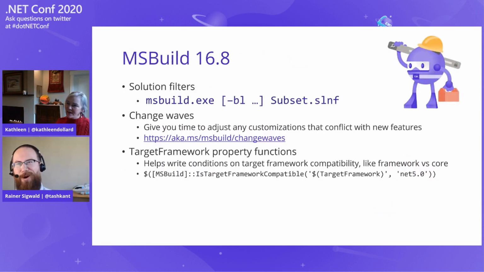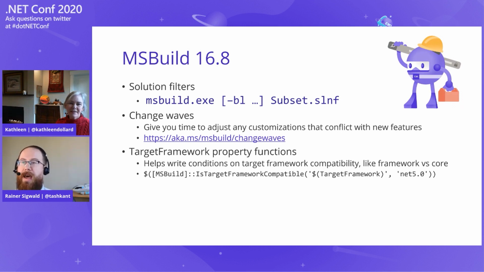I'm ready, always. Right. So MS Build 16.8 is the version that's shipping with .NET Core or .NET 5.0, and it's also shipping with Visual Studio 16.8. And we've got a great smattering of bug fixes and performance improvements, as the cool kids say, and also some new features that we can talk about.